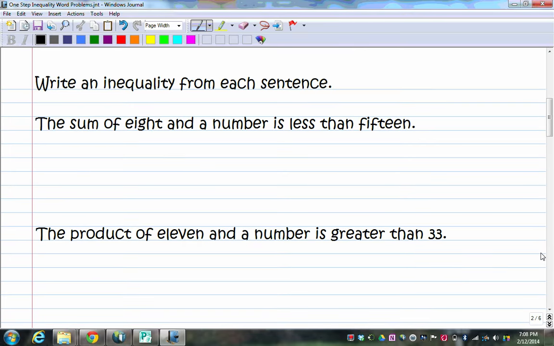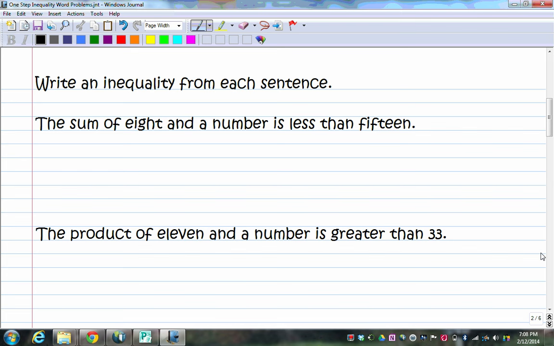Moving on. I have a couple sentences here and I want you to write an inequality from each sentence. Now, be careful. Make sure to read the directions on these because sometimes I want you to solve them, sometimes I don't. Sometimes I want you to solve them but not graph them. So make sure you read them. This one says, write an inequality from the sentence.